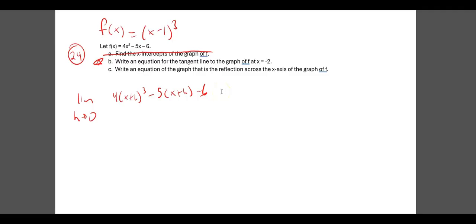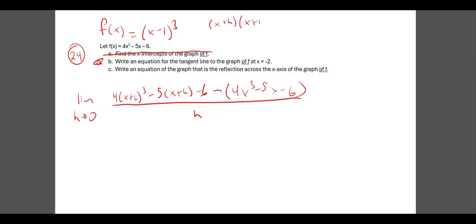Minus the original. So we just subtract the original: 4x cubed minus 5x minus 6, all over h. All right, this cube, and I don't know if you guys, this is an old school method, Pascal's triangle: x plus h times x plus h times x plus h.